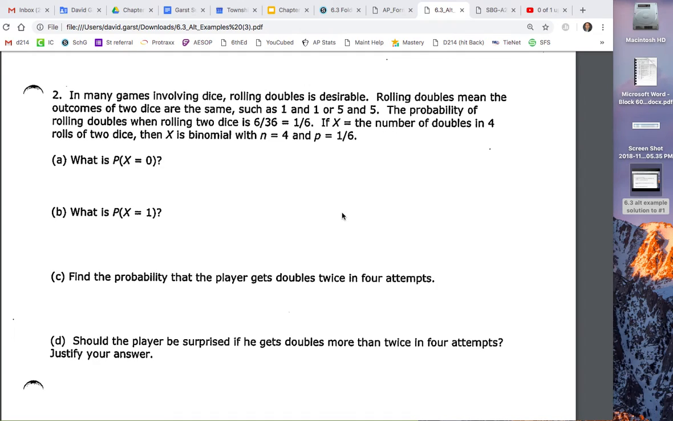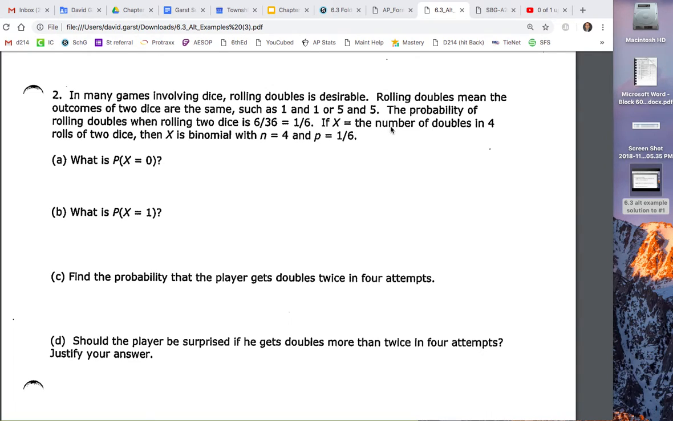The 6.3 alternative examples, this is question number 2. In many games involving dice, rolling doubles is a desirable thing. Rolling doubles means the outcome of two dice are the same, such as 1 and 1, or 5 and 5. And the probability of rolling doubles when rolling two dice is 1 out of 6.